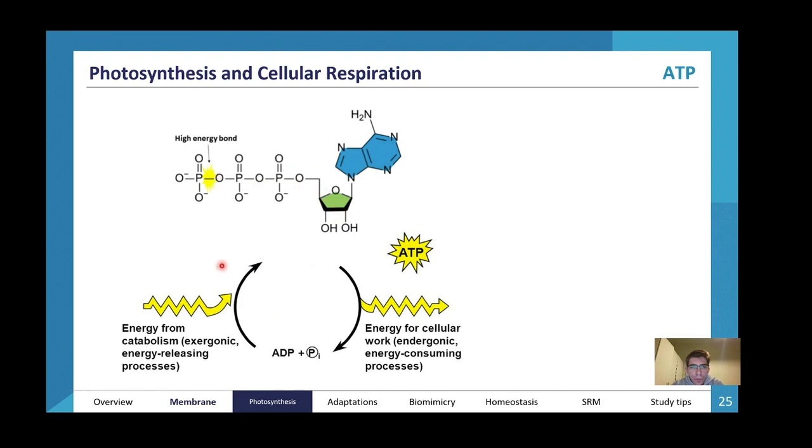So when the bond is broken, the energy is released, and ADP plus P is the result of that. So this would be the reactant, and this would be the product. So energy from catabolism, or an exergonic energy-releasing process, will result in the formation of ADP. Energy for cellular work, such as endergonic energy-consuming processes, will use that energy.